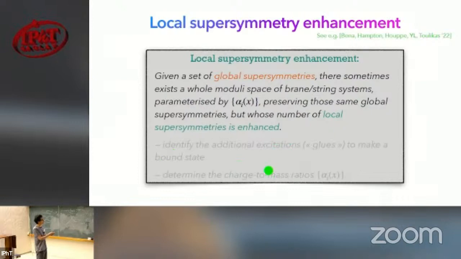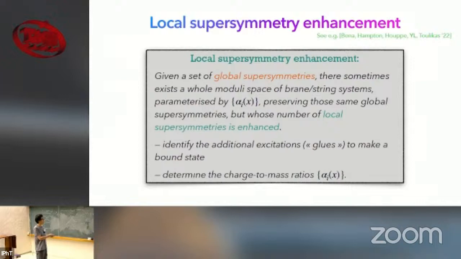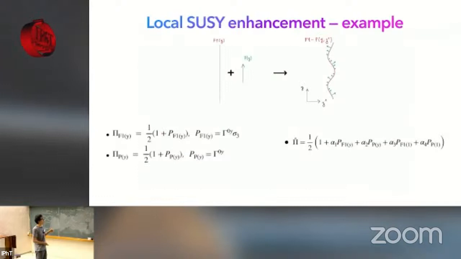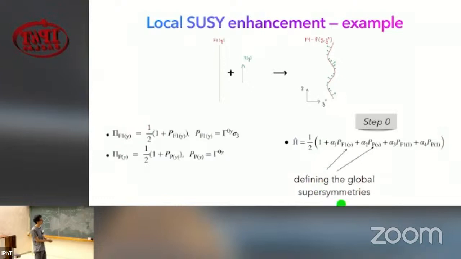What you have to do is to first identify the additional excitations that you have to put, that I called the glues, in order to make the bound state. And the second step is that you have to determine the charge to mass ratios, the alpha i's. So back to our example, we can write the involutions and the projectors. And step zero is that you can define the global supersymmetries for this object. The first step is that you have to determine what are the glues. Here, the glues are the fundamental string along an orthogonal direction and a momentum along another direction.